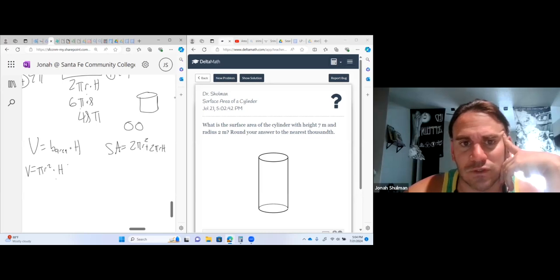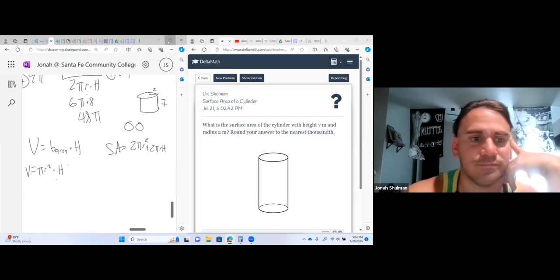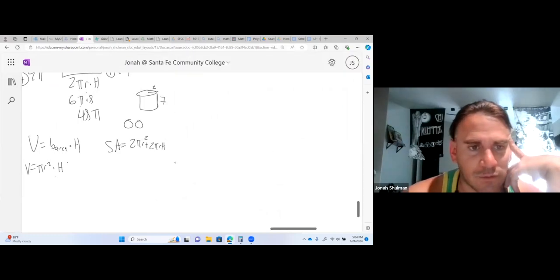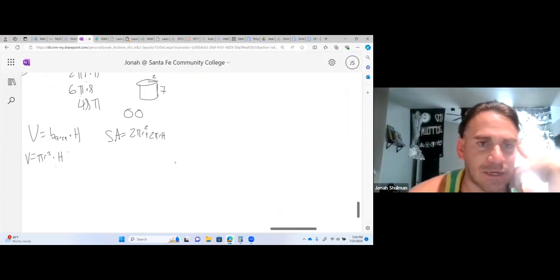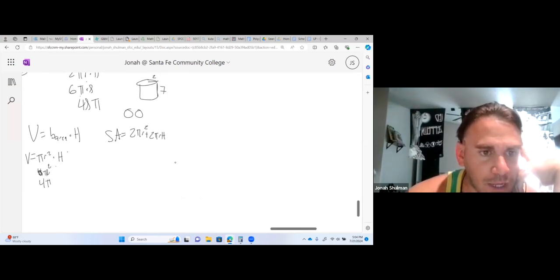So we know that this is 2, and the height is 7. All right, let's do both. We're going to start with the volume here, which is the base area, which is pi r squared, which is 2 squared times pi, which is 4 pi. That's the area of the base times the height, which is 7. So the volume here would be 28 pi's.